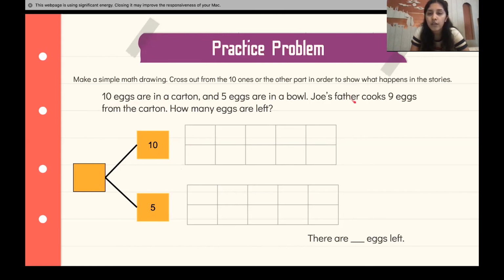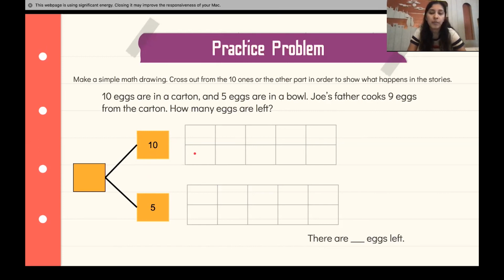Joe's father cooks 9 eggs from the carton. How many eggs are left? Okay. But first, we have to find out how many eggs he had before his dad cooked them, right? So you can say 10 plus 5 and figure it out.